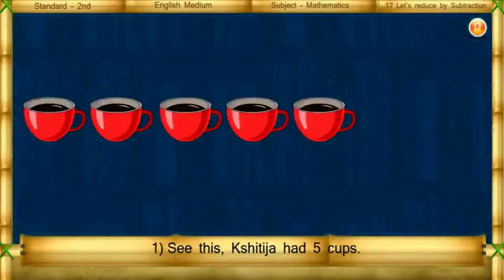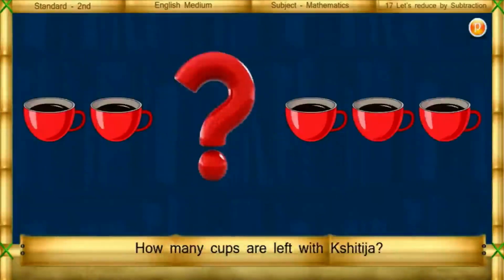1. See this. Kshitija has 5 cups. She gave 3 cups to Achal. How many cups are left with Kshitija?